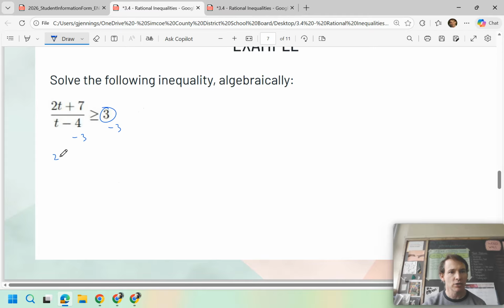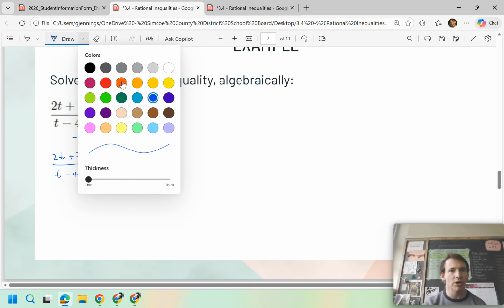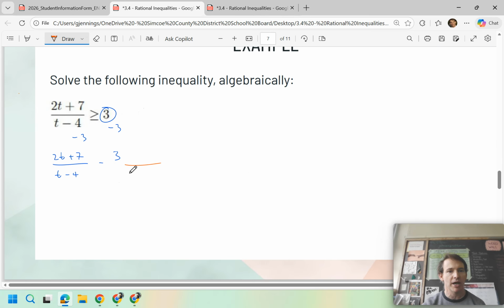Okay, now we get 2t plus 7 over t minus 4 minus 3, and I'm going to multiply that minus 3 by something. What am I going to multiply it by? T minus 4 top and bottom to create a common denominator. And then I say, well, all that whole big fancy thing is now greater than or equal to 0, and now I'm super happy. Now this just falls apart nicely. So let's keep going. We end up with 2t minus 3t, so we end up with minus t, and then 7 minus 12.